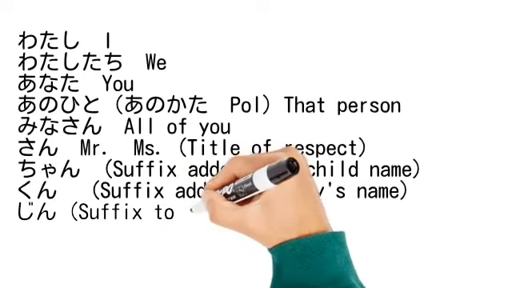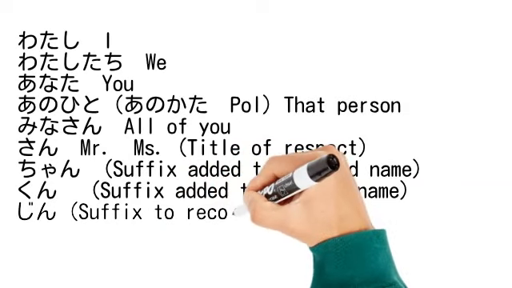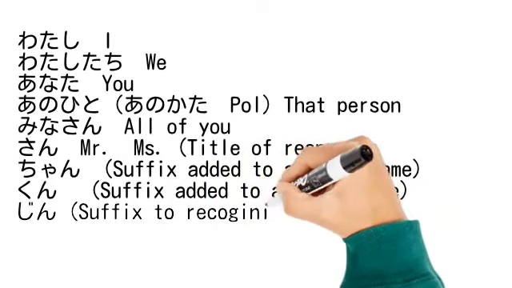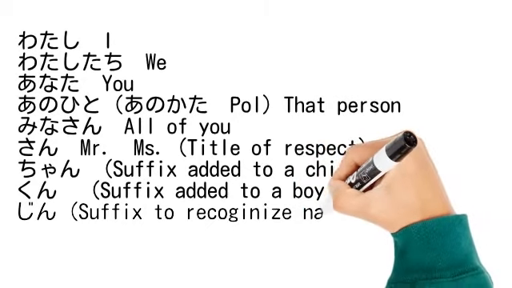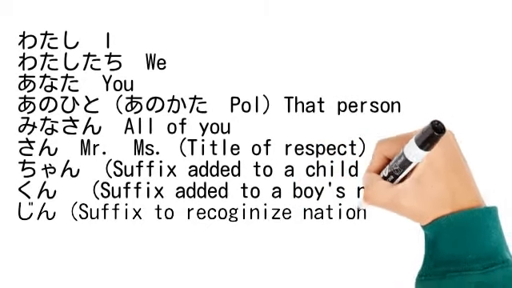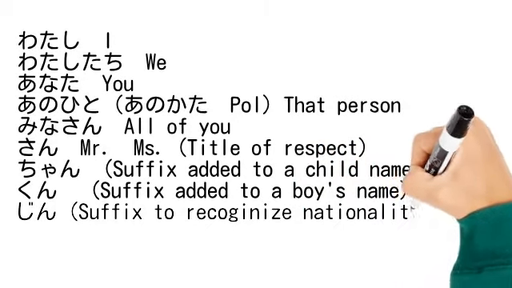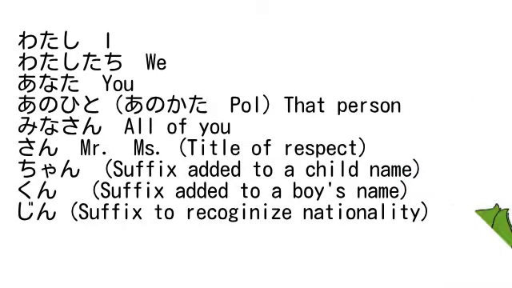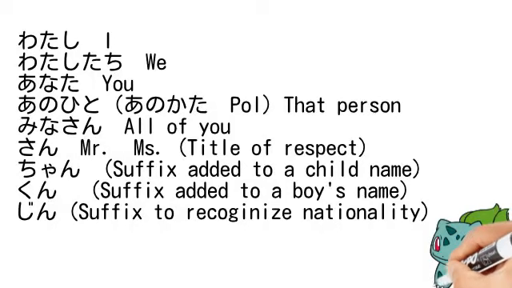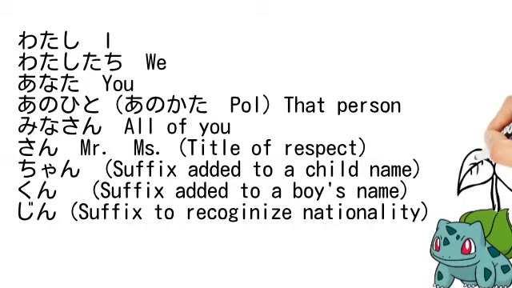Next one is jin. This is a suffix that lets us recognize nationality. So you take the country and add jin, and that makes the nationality of the person. For example, if you want to say Nihon as Japan, adding jin makes it Nihonjin. Or Philippines, adding jin, Philippinejin.